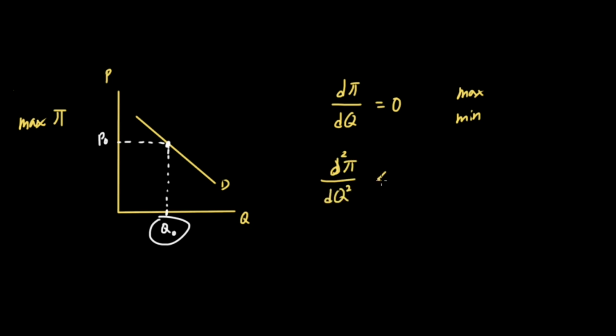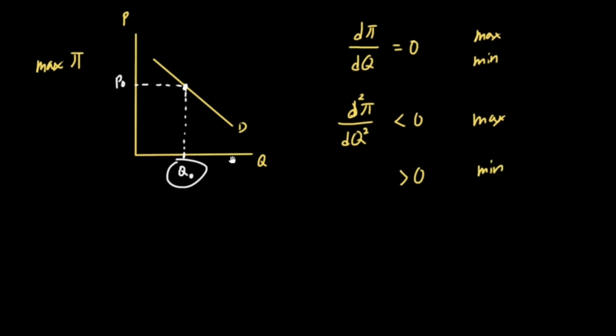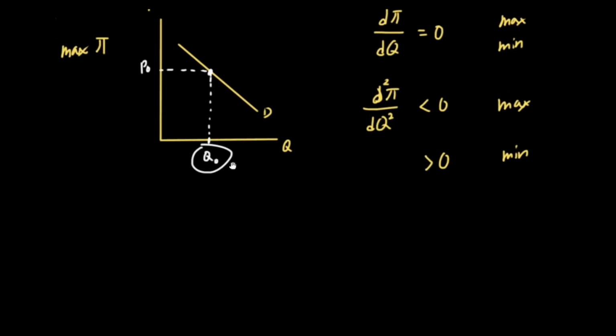If this is less than 0, then it means that the marginal profit is actually decreasing, and so marginal profit would now be negative. What this means is when the second order derivative of pi with respect to Q is less than 0, then profit is at a maximum. But when this is greater than 0, then profit is at a minimum. So now that we know that, we can set an example here.